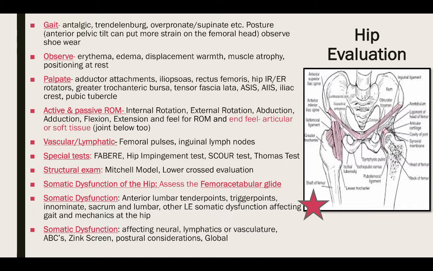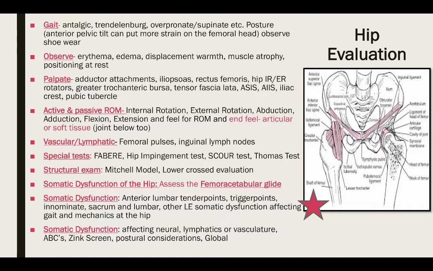Then I palpate, and again, I'm palpating all those muscles. I know what's under my hands. I know what lives there. So adductors, iliopsoas, rectus femoris, the internal and external rotators, the greater trochanteric bursa, the TFL, your Mitchell model considerations for sure. You want to palpate all of those things and think about the muscles that are attaching there. Active and passive range of motion: you're going to check internal and external rotation, abduction, adduction, flexion, extension. Those are the gross ranges of motion that you want to check and compare from side to side. And always remember to do the joint below as well. Vascular, lymphatic, femoral pulses, inguinal lymph nodes, special tests.